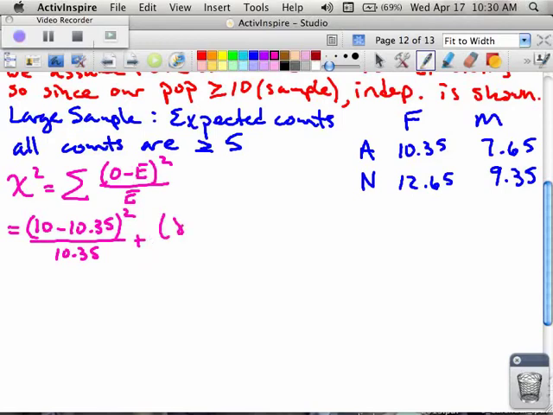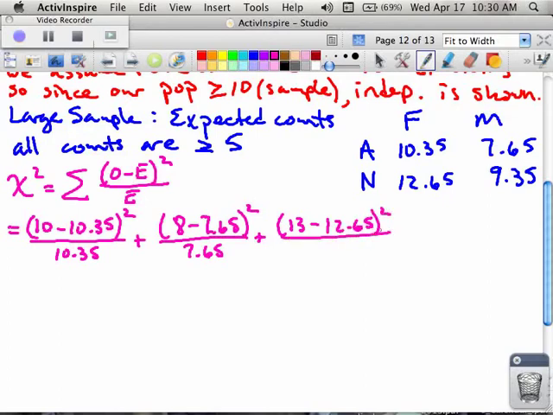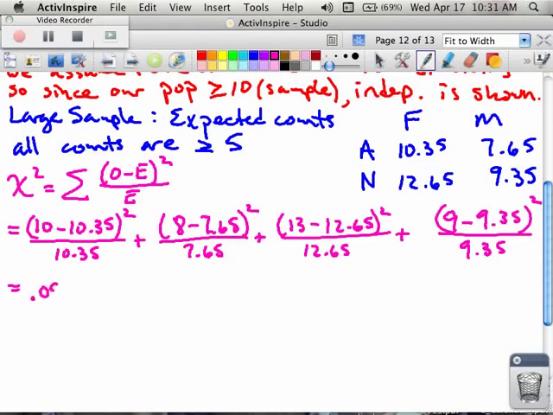Plus 8 minus 7.65 squared all over 7.65, plus 13 minus 12.65 squared over 12.65, plus the last one was 9 minus 9.35 squared all over 9.35. And when I calculate this, I get my chi-square is going to be 0.051. Wow, that seems very small.